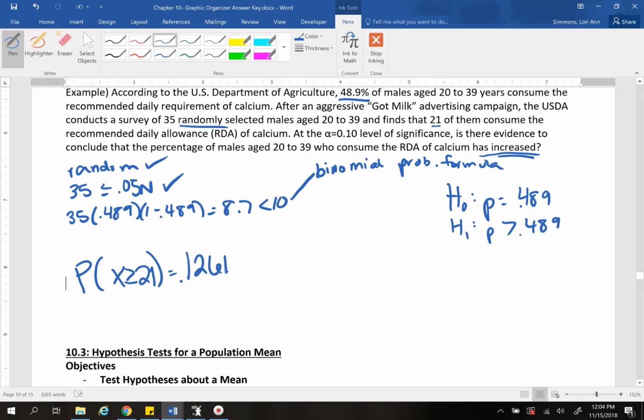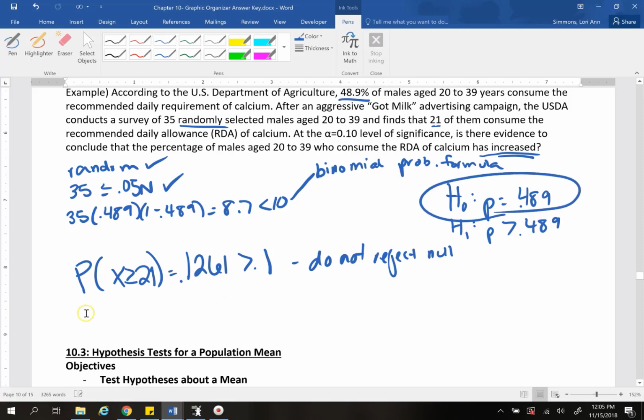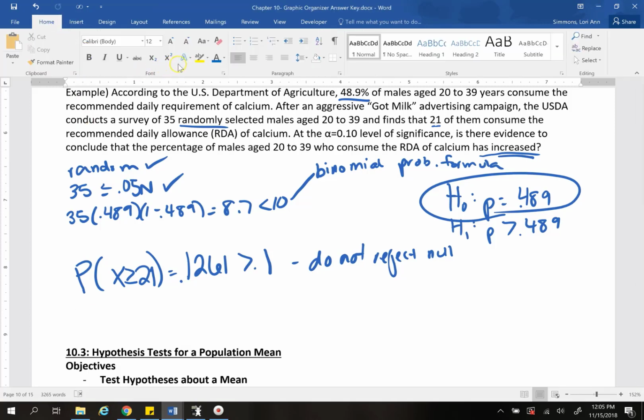Now we have a probability. This is our p-value. Compare it to your alpha. This is greater than 0.1. So you do not reject the null. So we're going with the null that I circled. I'm not saying accepting it, I'm just saying we do not reject it.